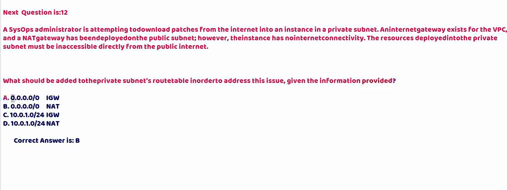A. 0.0.0.0/0 IGW. B. 0.0.0.0/0 NAT. C. 10.0.1.0/24 IGW. D. 10.0.1.0/24 NAT. Correct answer is B.